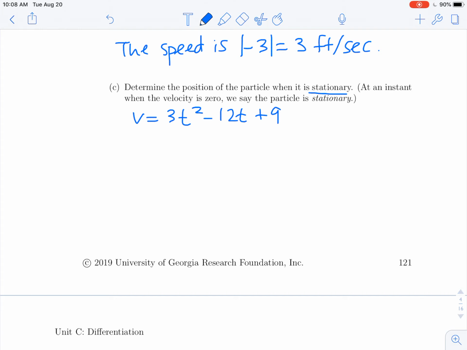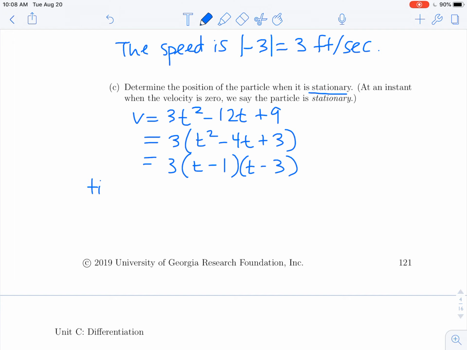I'm going to try to factor this before I set it equal to 0. It'll help. I'll show you. Let's go ahead and factor out a 3, and then this is t squared minus 4t plus 3, which is 3 times, okay, I can factor this as t minus 1 times t minus 3. Double check by FOILing that I did it right. I did. If we want to know the position of the particle when it's stationary, we need to look at this velocity and figure out the time when the velocity is 0, and then plug that into position.